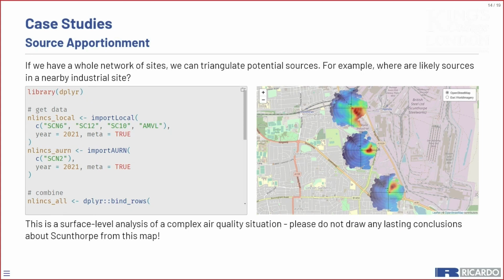Another one that's really nice is this kind of triangulation. These are some sites near Scunthorpe, near the steelworks. When you have multiple ones of these on a map, you can see whether there is a dominant source. In this case, there probably is, because in a basic way, they're all pointing in the same direction.